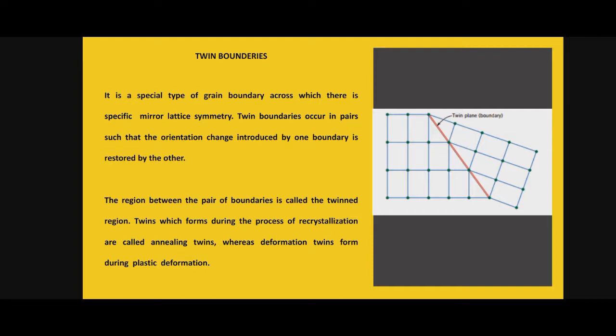Twins result from atomic displacements that are produced from applied mechanical shear forces, called mechanical twins, and also during annealing heat treatment following deformation.